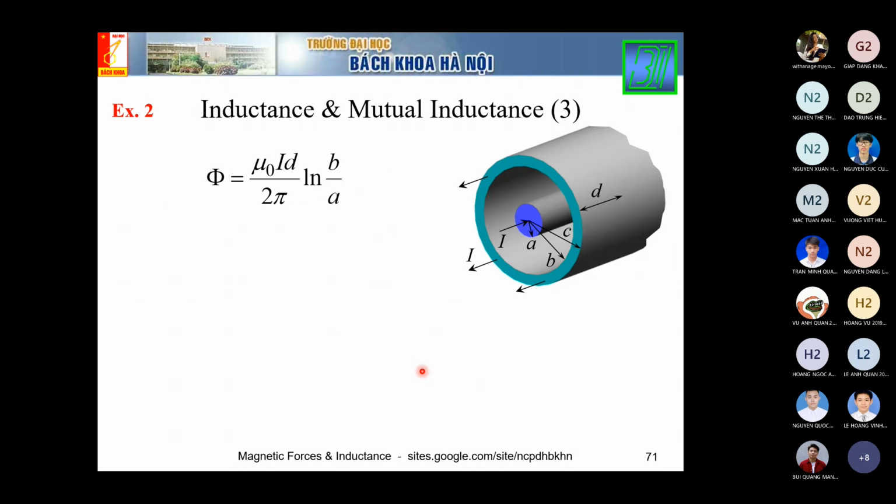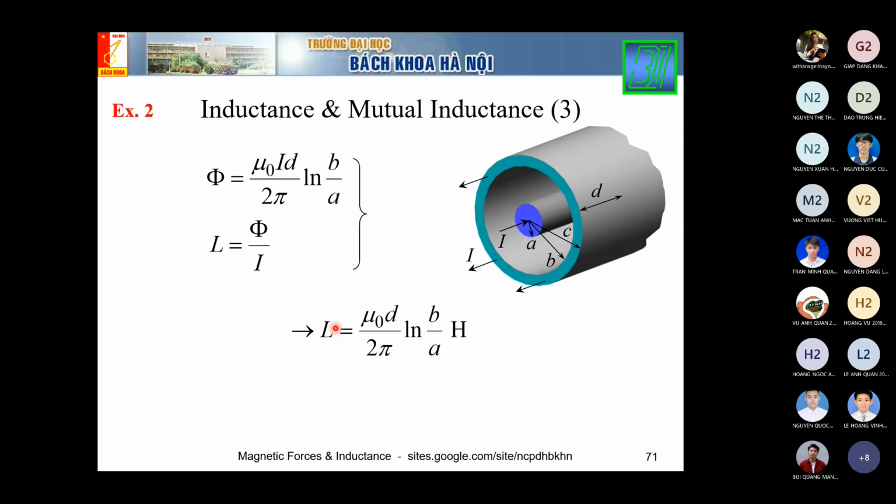Second and the last example of finding inductance. We had to find the inductance of this coaxial cable. In the previous chapter, we found the total magnetic flux flowing around the inner cylinder. So of course, we knew the magnetic flux, so finding inductance is very simple. It's phi over I, and there you are.